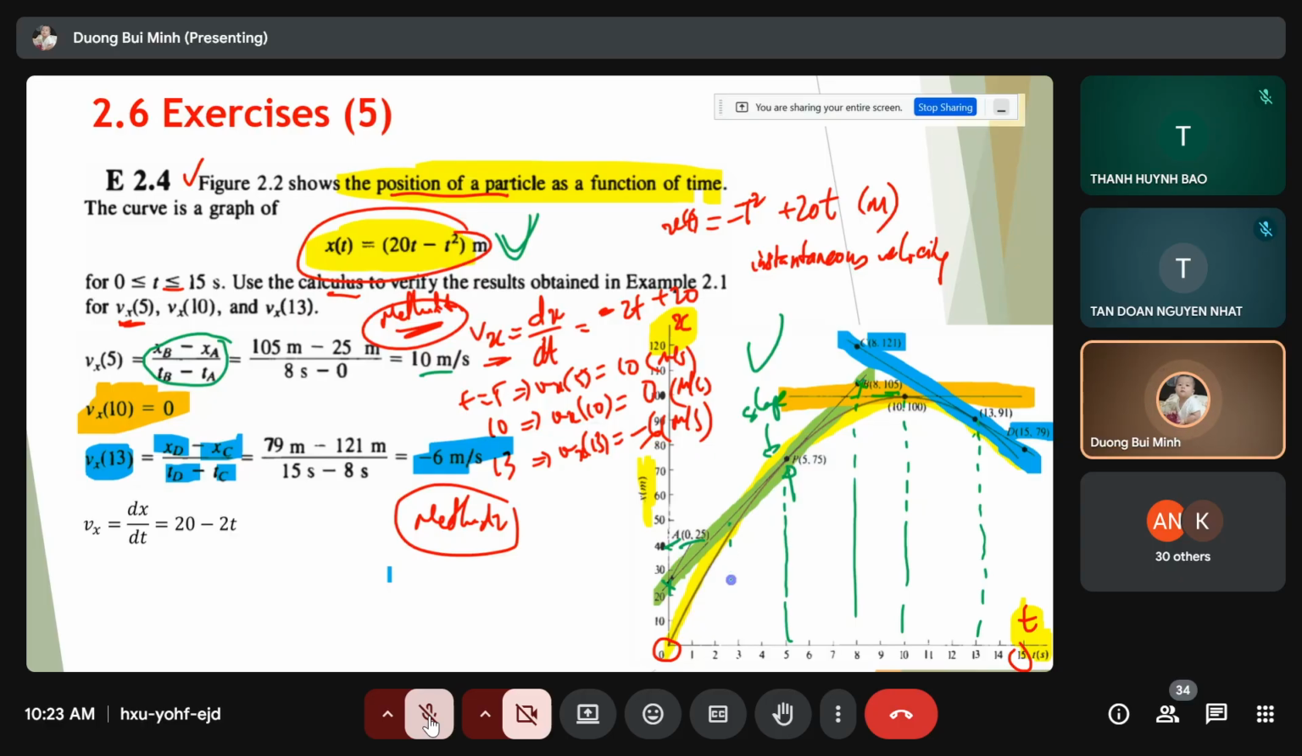You can choose point C somewhere here, at t equals 3 and x is 50, and you can choose t equals 7. Here you can get (7, 90) and this is (3, 50). So Vx at 5 is (90 minus 50) over (7 minus 3). 90 minus 50 you get 40, and this is 4, so you get 10 meters per second. The same. I hope you understand.